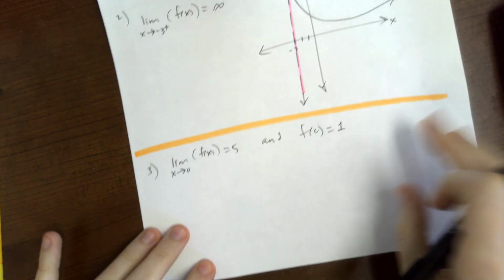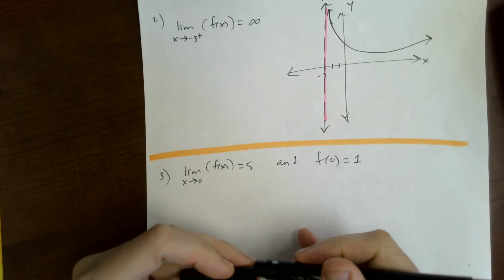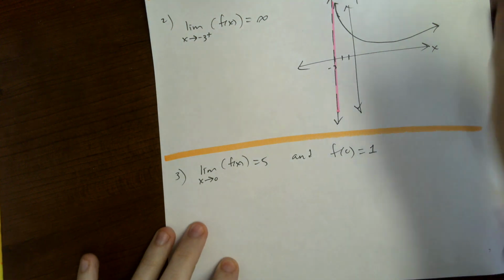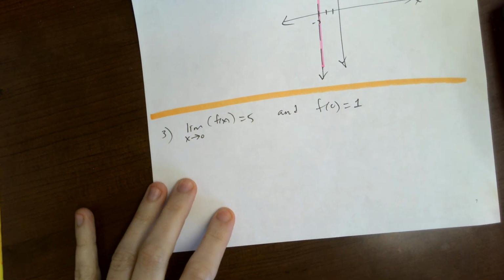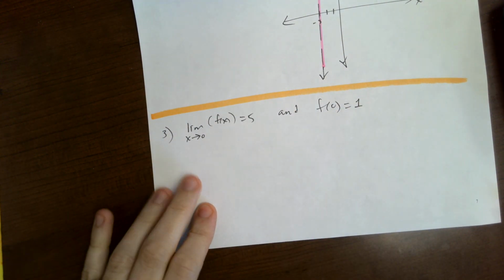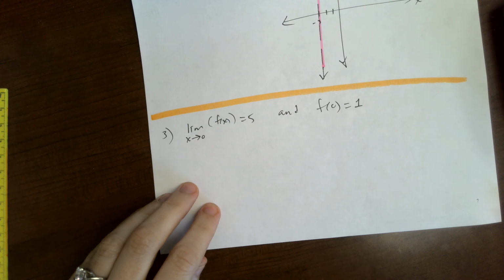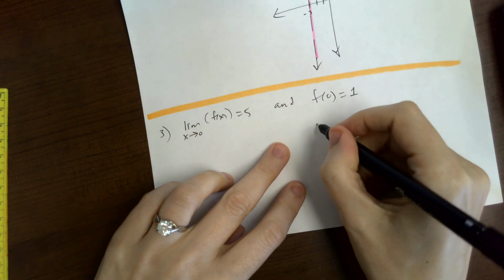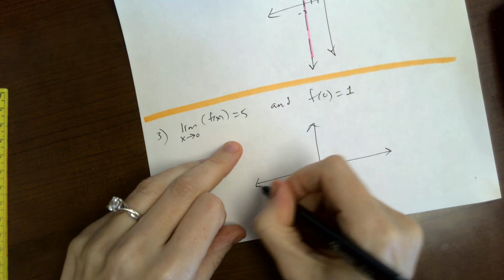Okay. Now number 3, this time we have 2 conditions. So the limit as x approaches 0 of f of x equals 5 and f of 0 equals 1. So guys, if they don't have a plus or minus, that means plus and minus. It means that you're approaching from both sides. So I'm going to start with my axes and the wall.